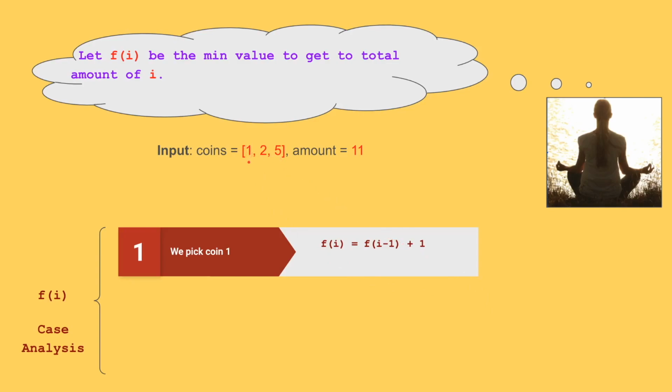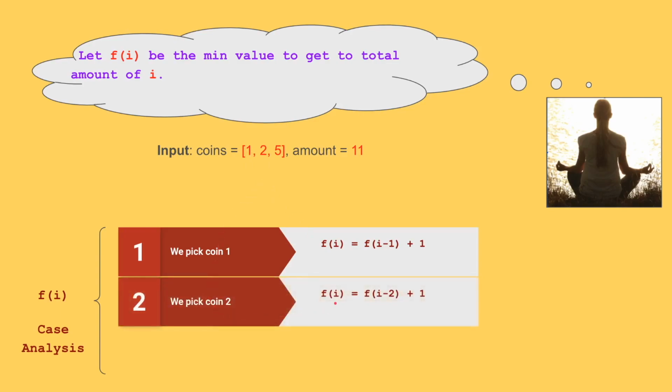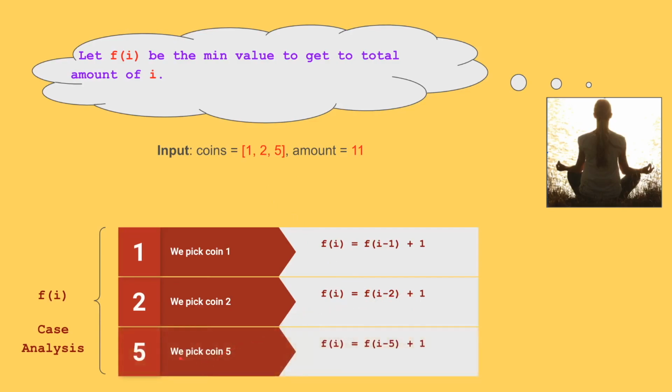namely coin of $1. The other case is that we pick 2. If we pick coin 2, then f of I would be f of I minus 2. 2 is the value of coin 2, and then we add plus 1 because we just picked a new coin. And then you guessed it, the last case is picking coin 5, and then you write f of I is equal to f of I minus 5 plus 1. But because we are trying to minimize this function, what you really need out of all these cases is to find the minimum.